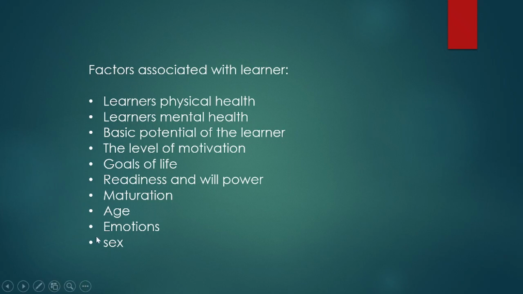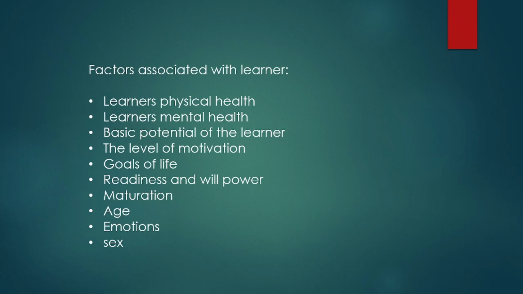Then maturation. Maturation in the sense the child has to be physically mature before learning to walk or run. If the child is under 1 year, he can't walk or run properly. But if he is physically mature, after 2 or 3 years, he is able to walk completely without any support. Coming to age, old people are physically weak and their ability to learn is very slow.